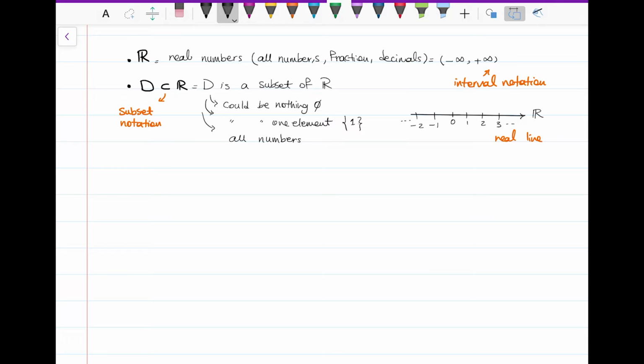As an example, and I'm going to use EX notation for the example from now on, look at 0 and positive infinity. What is that? This notation here shows that we have all non-zero positive real numbers.